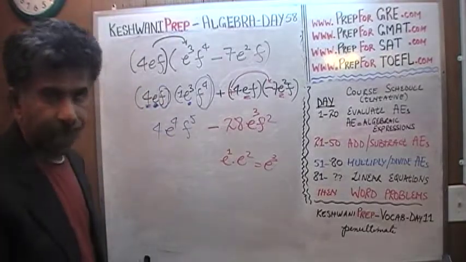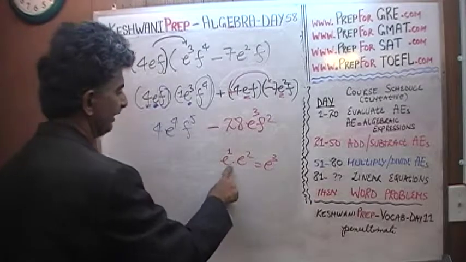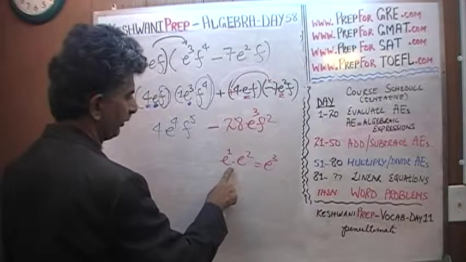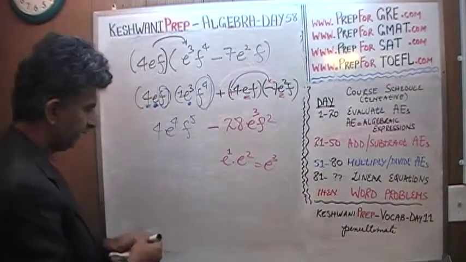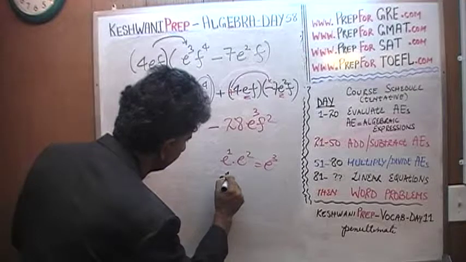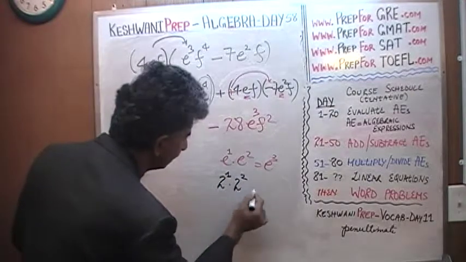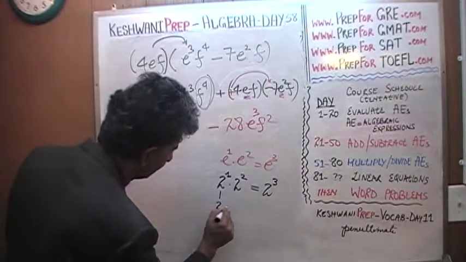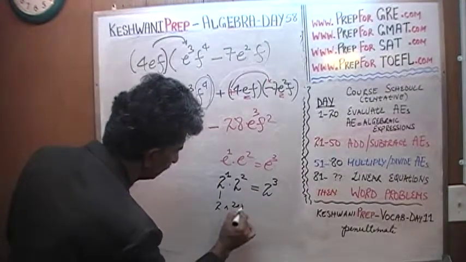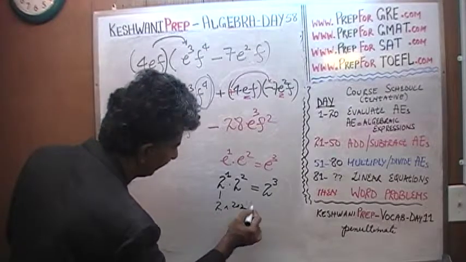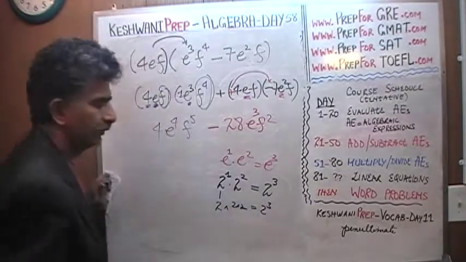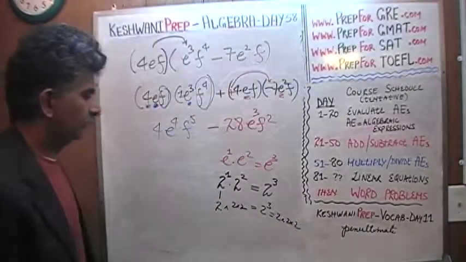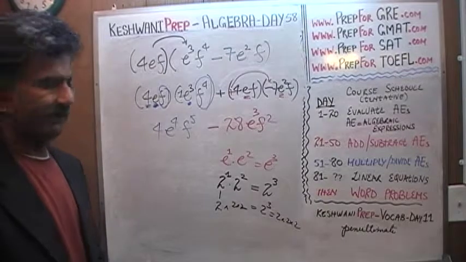Let's do one more, shall we? As long as the bases are the same, this has the base of E and this has the base of E, all we have to do is add the exponents in order to multiply the two quantities. Why? Because 2 raised to 1 times 2 raised to 2 is the same as 2 raised to 3, because this is just 2, and 2 raised to 2 is 2 times 2. 2 times 2 times 2 is 8, which is the same as 2 cubed. So you just add the exponents, as long as the base is the same.